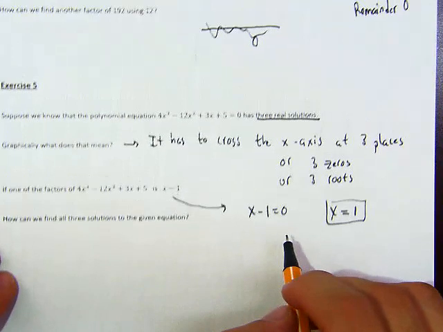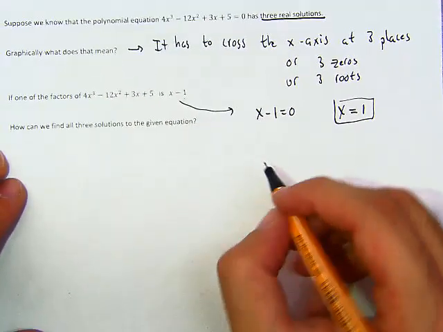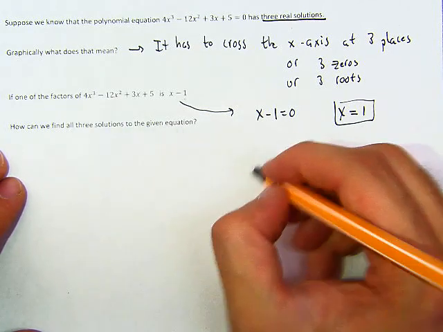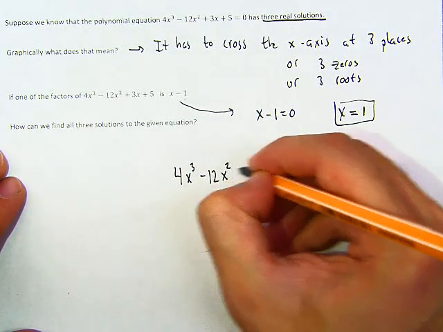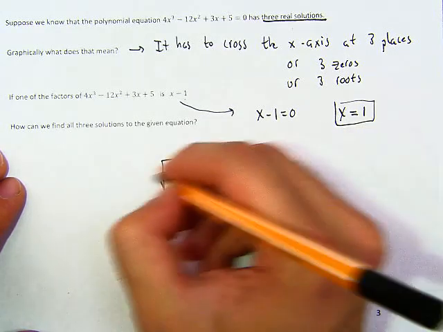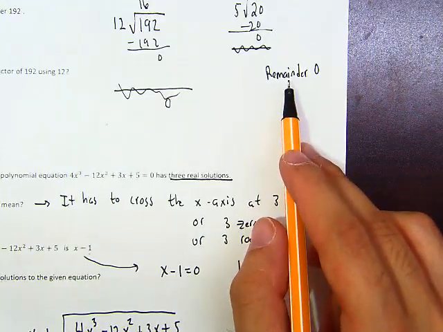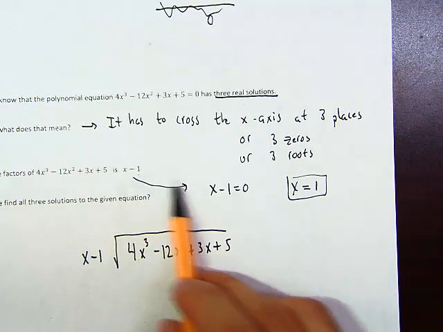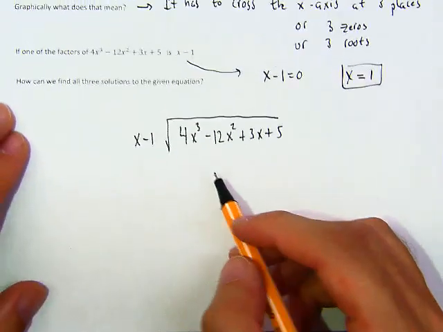Now, if I know one of the factors of this entire polynomial is x minus 1, what's one of the other solutions? If I take x minus 1 equals 0, I know x equals 1 is one of the solutions. But then how do I find the others? The trick is to do something that we haven't done in a week or so, and that is dividing the polynomial. If I take 4x cubed minus 12x squared plus 3x plus 5 and divide that by x minus 1, what should my remainder be? If I know that x minus 1 is a factor of this whole thing, I better get a remainder of 0. So let's see what happens.